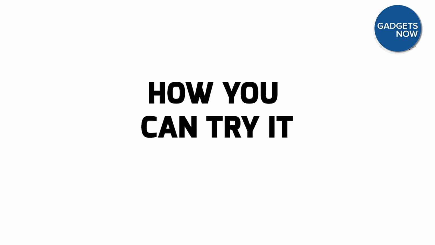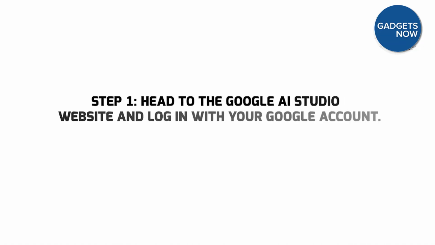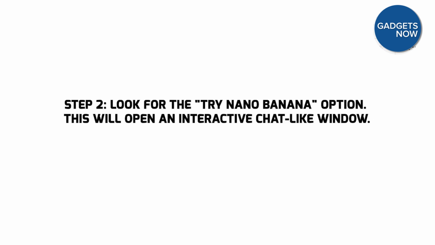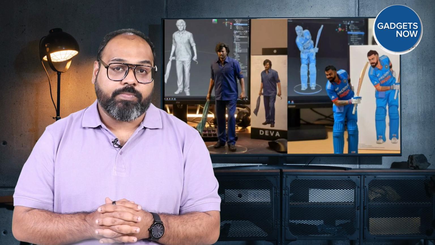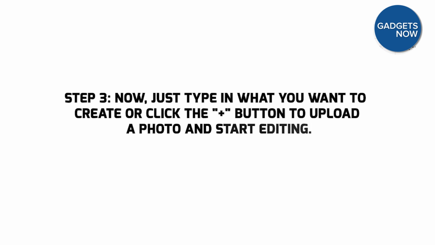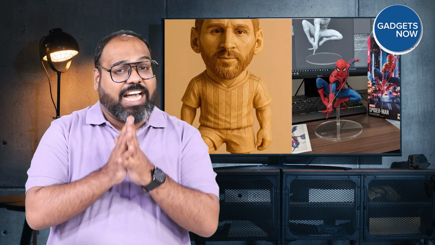How can you try it? Are you ready to give it a shot? All you need is the Gemini app and Google AI Studio. Step 1. Head to the Google AI Studio website or log in with your Google account. Look for the Try Nano Banana option. This will open an interactive chat-like window. Now just type in what you want to create or click the plus button to upload a photo and start editing. It's that simple.